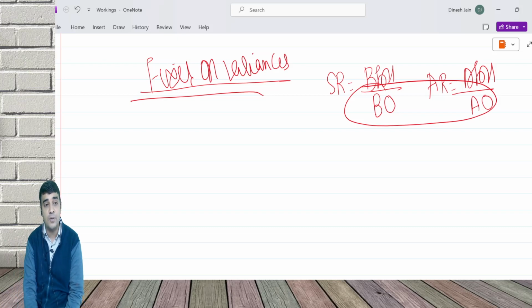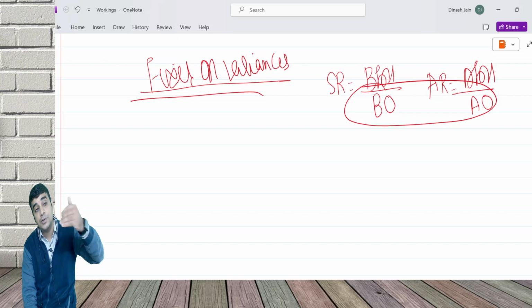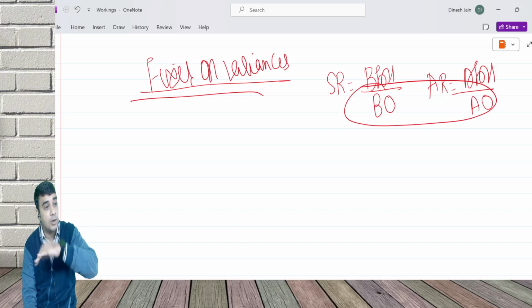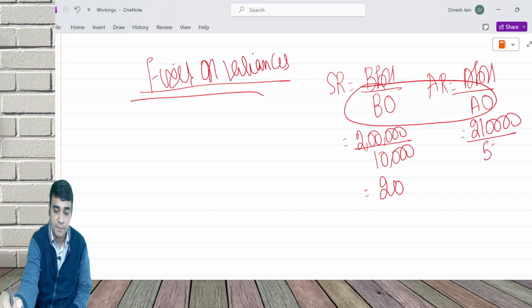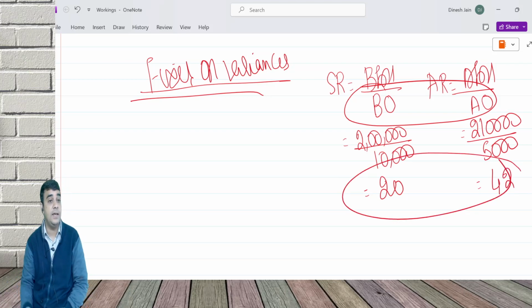But in fixed overheads, the bigger challenge for an organization is, in case you produce lesser, then you are gone, because what will happen indirectly is your original plan was 2 lakh divided by 10,000 units, 20 rupees. This 2 lakh became 2 lakh, but 10,000 became 5,000. 42 rupees. 42 minus 20, 22 rupees adverse variance will be there.